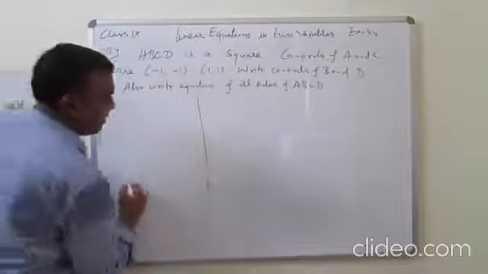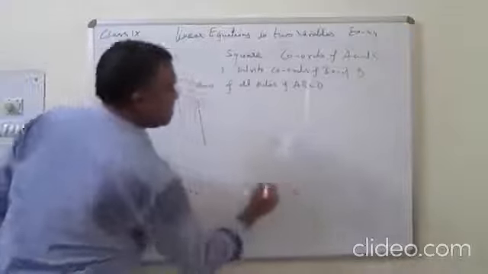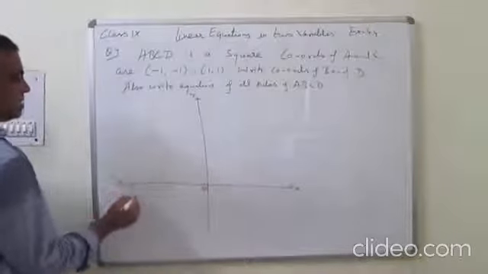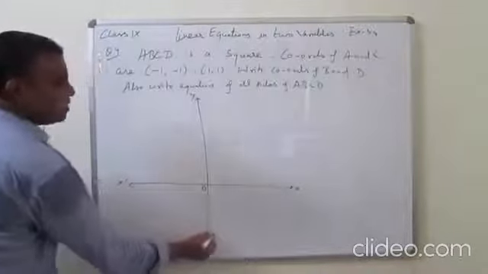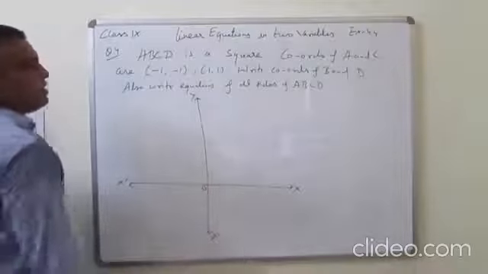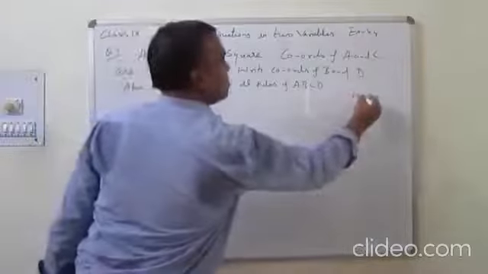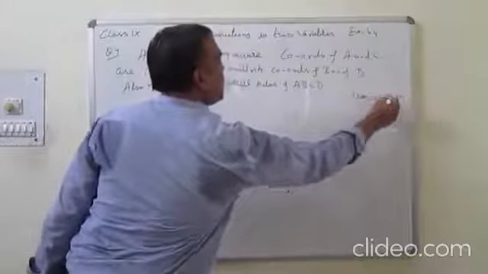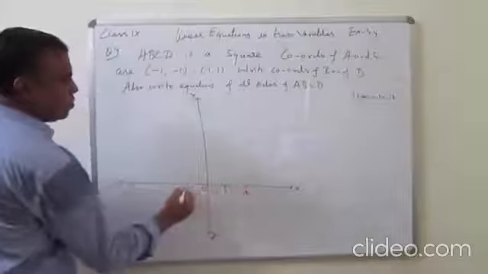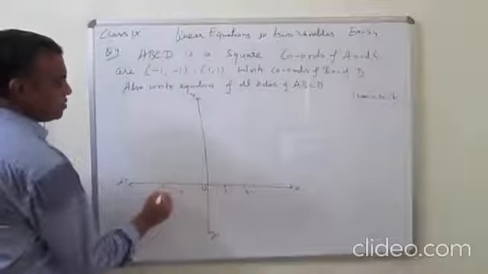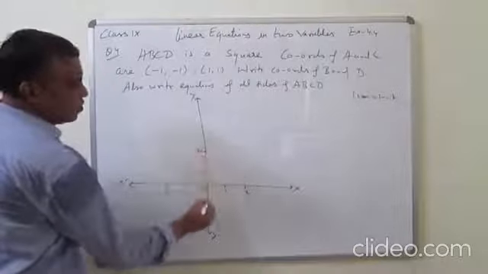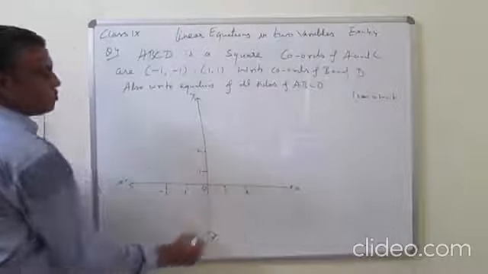Draw a Cartesian plane. This is x axis, this is y axis, this is origin, this is x dash, this is y dash. Now scale 1 centimeter is equal to 1 unit. 1, 2, 1, -1, -2, 1, 2, -1, -2.